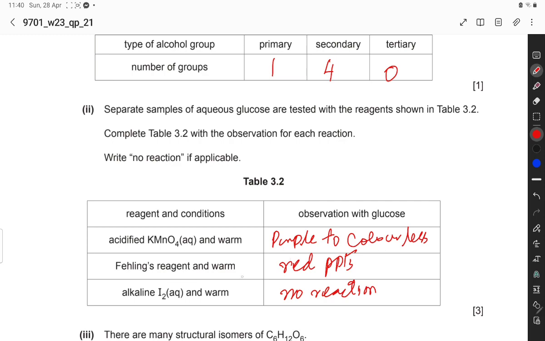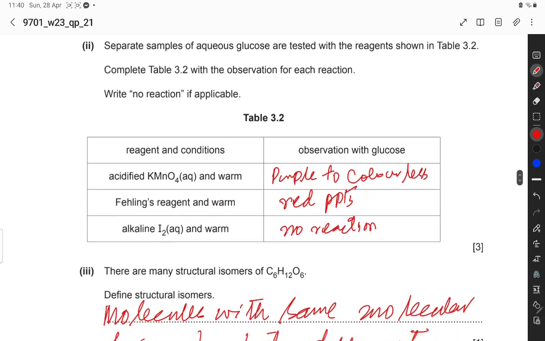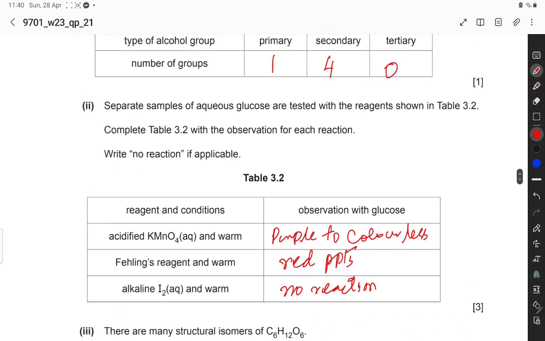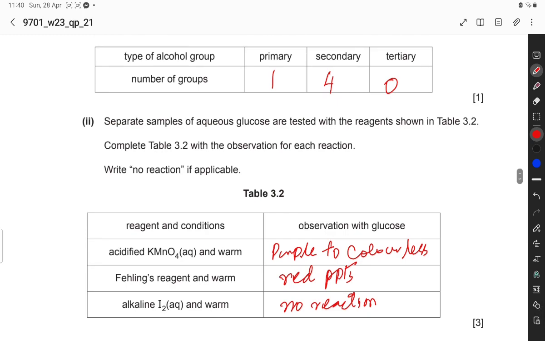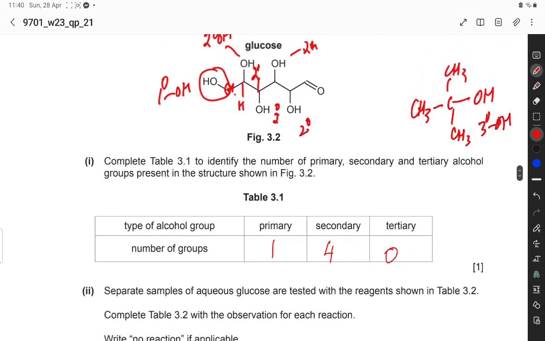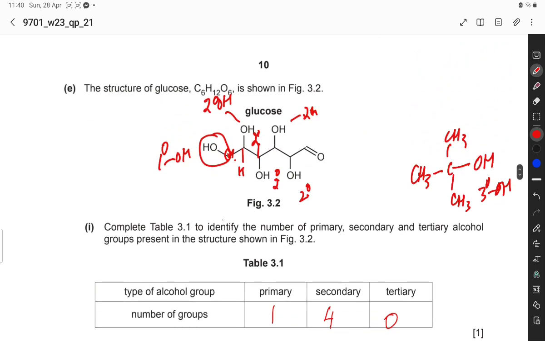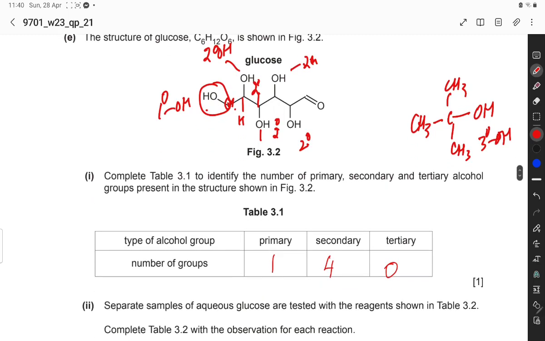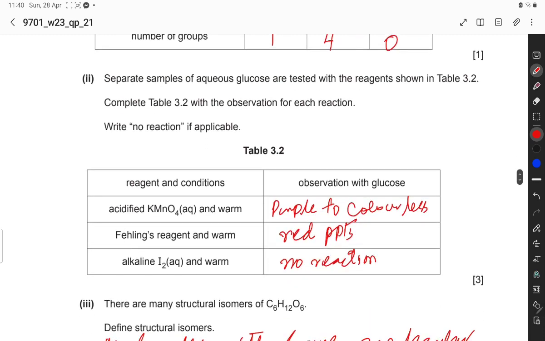Fehling's reagent and warm. Fehling's reagent is also an oxidizing agent which reduces this compound, an alcohol. This forms a ketone, this changes into a ketone, and this is a carboxylic acid, this is an aldehyde. So Fehling's reagent and warm gives a red precipitate.